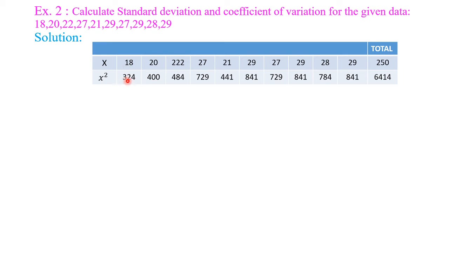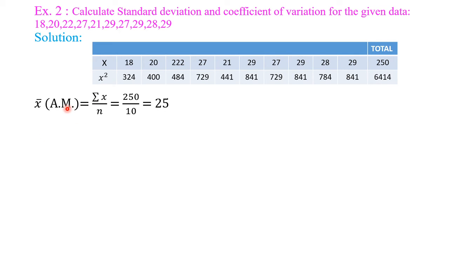So 18 square is 324, 20 square is 400, 22 square is 484, here it is 22, not 222, 27 square is 729, 21 square is 441, 29 square is 841, and so on, and the total is: summation of x is 250 and summation of x square is 6440.